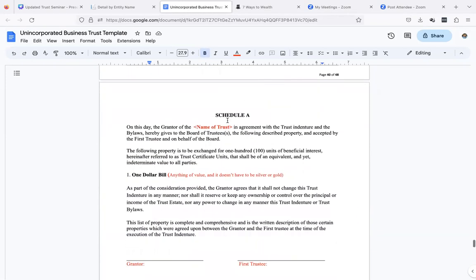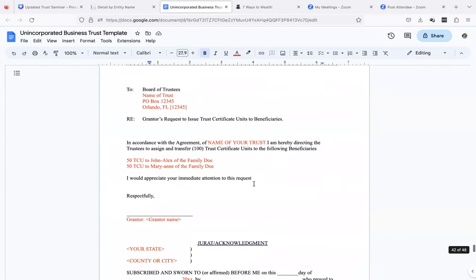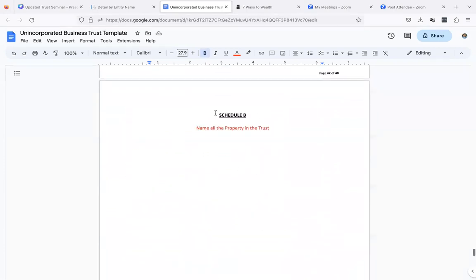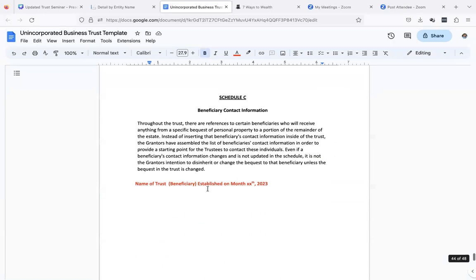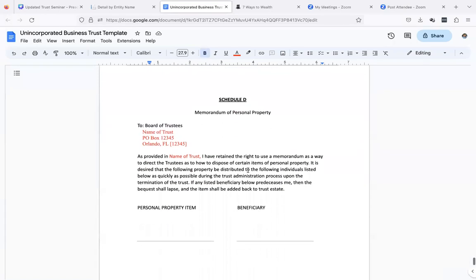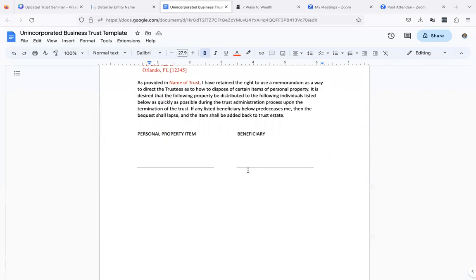And then you have other sections in place, which is a Schedule A, which is the creation of your trust certificate units. You have the distribution of your trust certificate units. You have a Schedule B where you're going to be listing the properties. A Schedule C, which is the beneficiary contact information. A Schedule D is where once the trust is terminated, you want, for example, all of your houses in Mississippi to go to this child and all the bank accounts to go to that child. You can specifically name the property and who the beneficiary is going to receive, right?